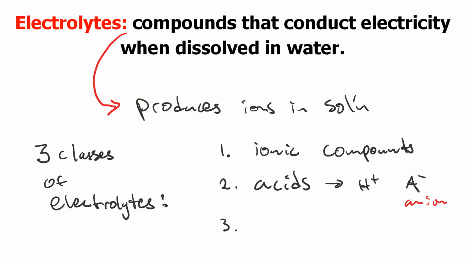Another class of electrolyte is bases. Bases react with water to make a cation and a hydroxide ion. So, all three of these classes of compounds produce ions in solution.